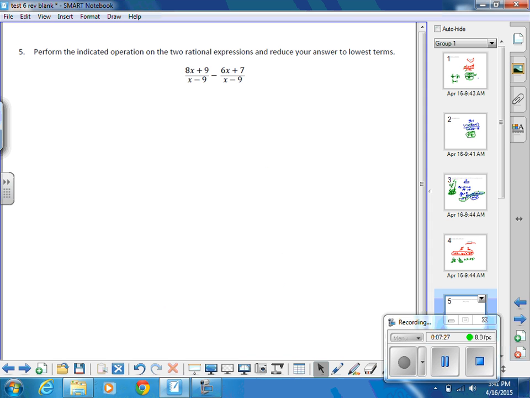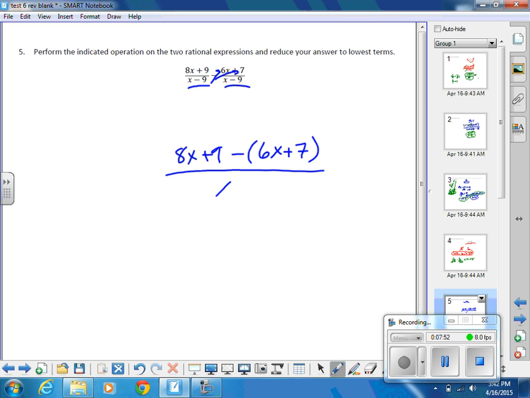This one says perform the indicated operation. So we're adding or subtracting here. In this case, we're subtracting. If you look at the minus sign, they both have the same denominator. I don't have to find one. So I'm just literally adding and subtracting the numerators. So I rewrite out the numerators. Now this minus sign here needs to be put into the 6x and the 7. So you go ahead and you distribute it. Okay, and then this is all over one big denominator now, that's all right.